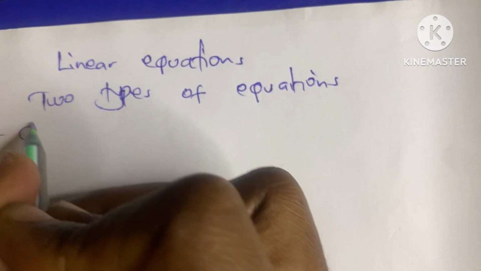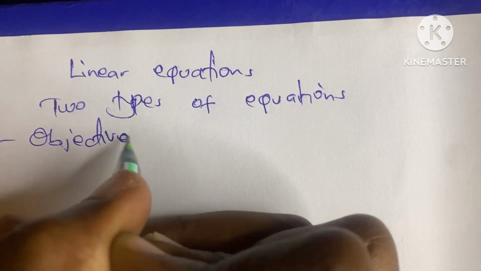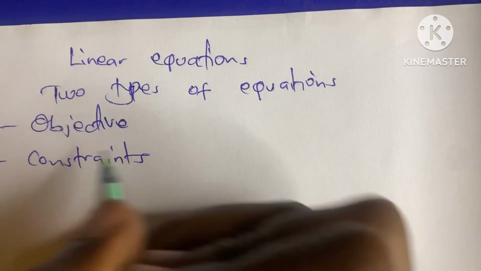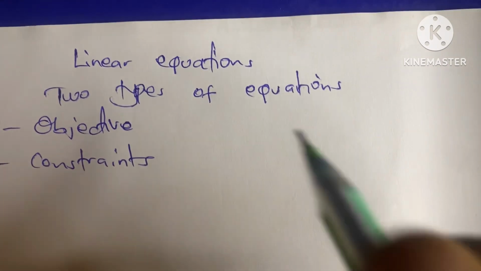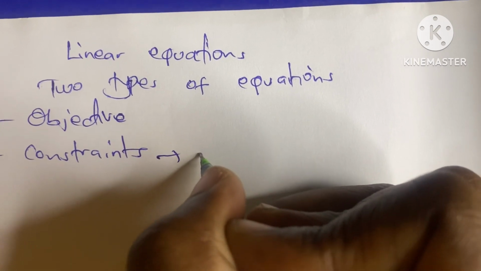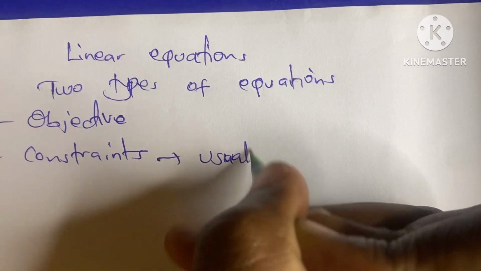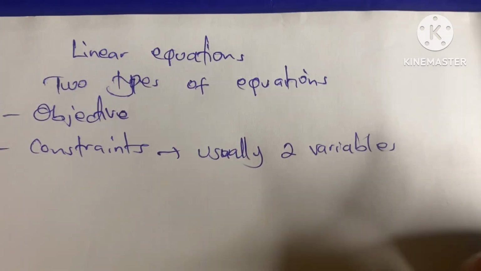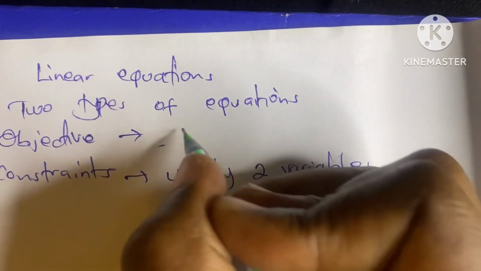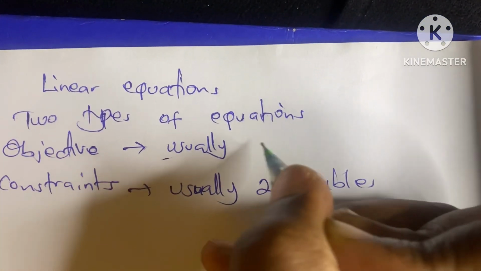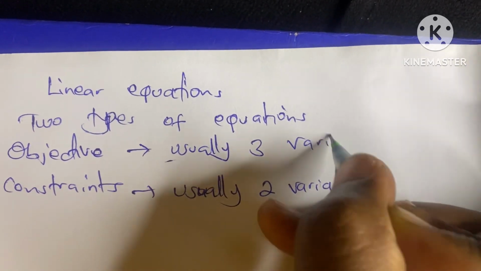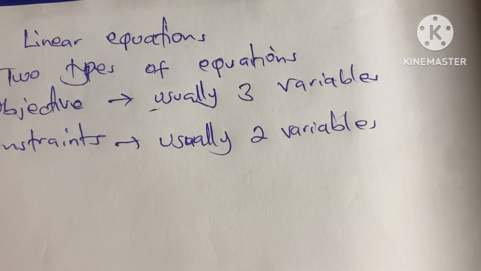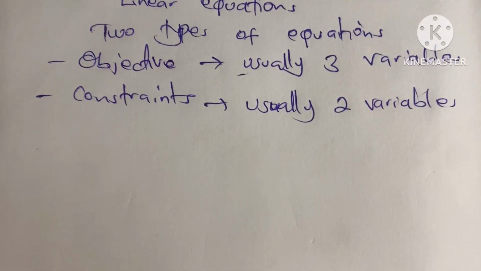We have the objective equation and then we have the constraints. The constraints are like the limiting factor. The constraints usually have two variables, like x and y. That's constraint. And then the objective, they're usually three variables. It can be x, y, z. That is an objective.